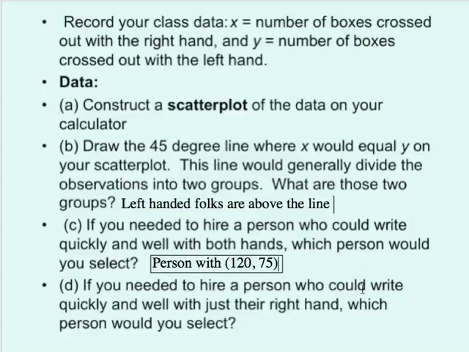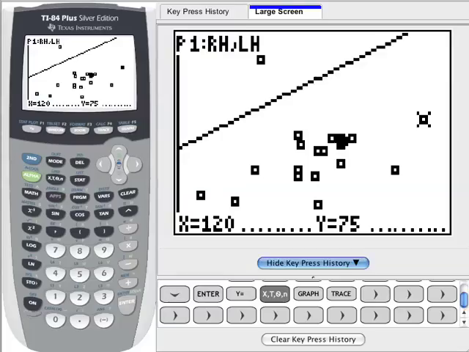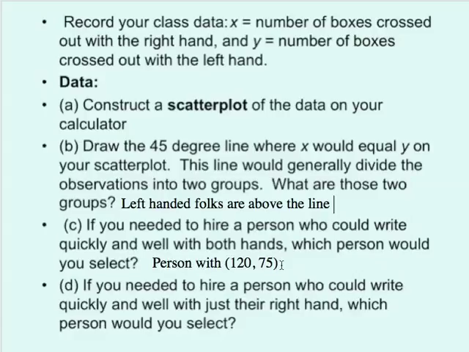You needed to hire a person who could write quickly and well with just the right hand. Which person would you select? Well, it turns out that's going to be in our graph. That's going to be the same person, isn't it, right? Because that person also has the highest speed with the right hand. So, you can just go ahead and write the same thing down here. I'll let you do that part.